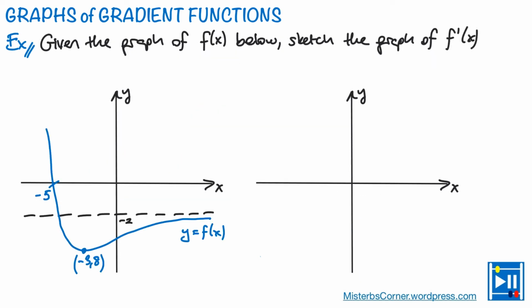Another example. So this is a graph of a function with a horizontal asymptote and only one local minimum. Now first, let's find out where the local minimum is in our gradient function graph. So it is -3, so it's x equals -3. So let's mark it here. This is -3, and now I know that the gradient function graph will cut the x-axis at -3. Another thing that I know is this is the horizontal asymptote here, and this is y equals -2. Now this horizontal asymptote will be the x-axis in my graph of the gradient function.